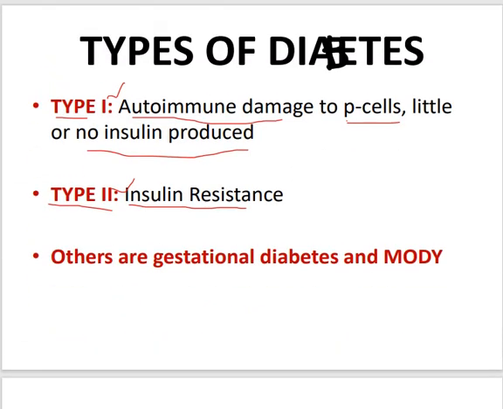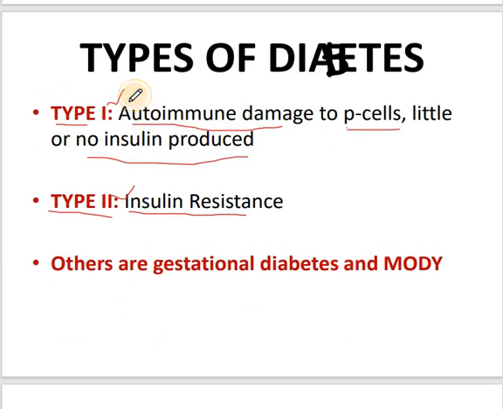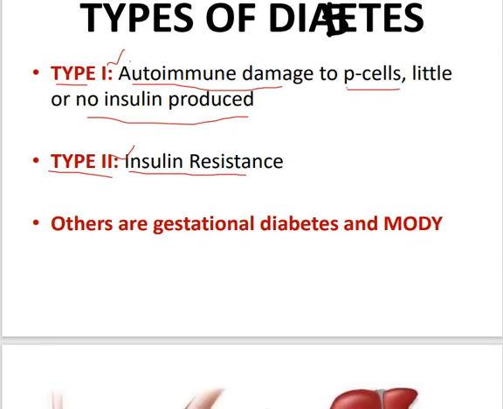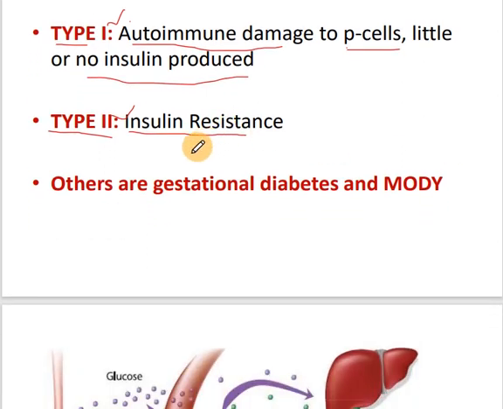So for type 1, it is when there's damage by the immune cells to the pancreatic cells. But for type 2, the pancreatic cells are working alright, but there's a resistance to the insulin. Now some other types of diabetes are gestational diabetes and MODY. As the name implies, gestational means a period within pregnancy.